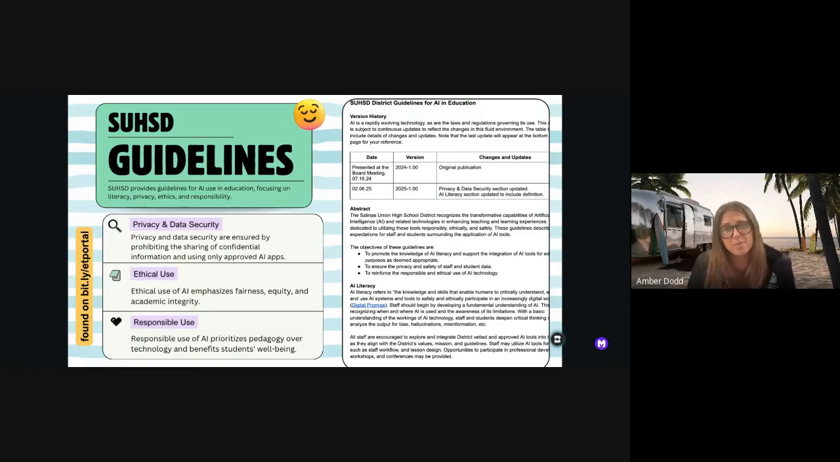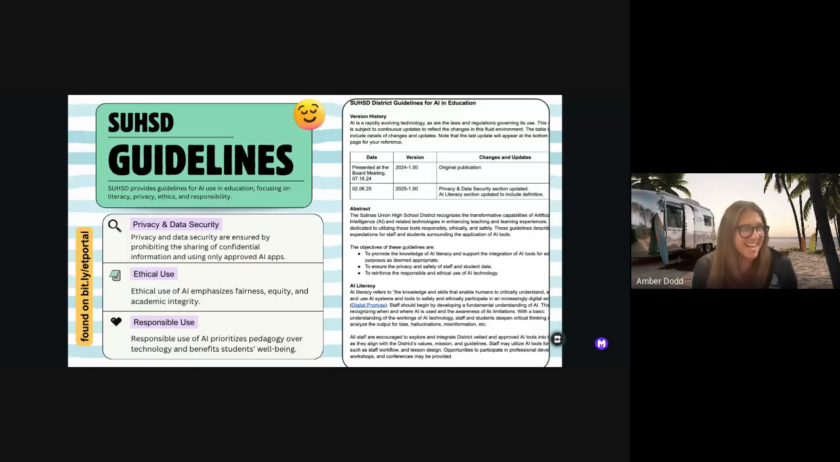And also making sure that we're not just sitting students in front of a computer, that we're really looking at how we're using the tools and the purpose behind them. And then responsible use: pedagogy over technology, making sure that it benefits staff and students' well-being. So I'm a big proponent.